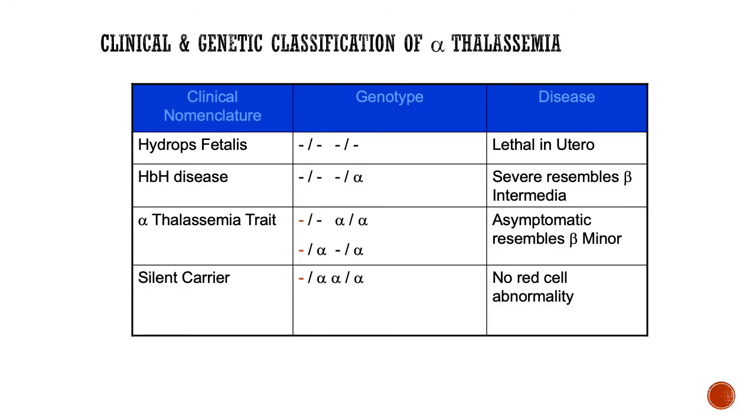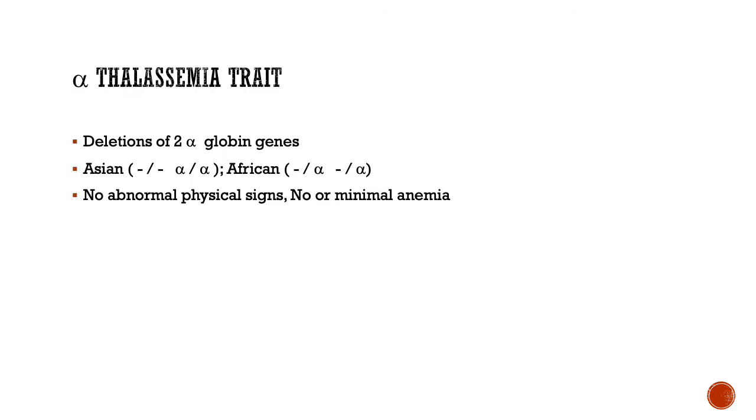In the clinical and genetic classification of alpha thalassemia, you can see hydrops fetalis where there is complete absence of all the alpha genes, which is lethal in utero, that is gamma 4. HbH is where three alpha genes are absent, which is severe, resembles beta intermedia. Alpha thalassemia trait is asymptomatic, resembles beta minor, where 2 genes are absent. Silent carrier is where only 1 gene is absent, there is no red cell abnormality. The same thing, alpha thalassemia trait, deletions of 2 alpha globin genes, it can be Asian or African, no abnormal physical signs, no or minimal anemia.